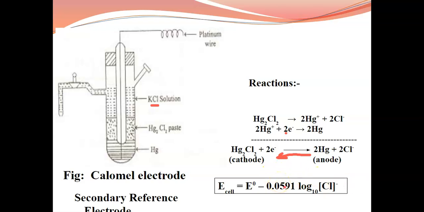This 0.0591 comes from the value of RT by nF. Here we have substituted the value of R, the gas constant, temperature T, upon F, which is the Faraday's constant, multiplied by n, which is the number of moles of electrons involved. In this case, the number of moles of electrons involved is 2. Also, it is actually ln, which we have converted into log. So when we take log in place of ln, we also multiply by 2.303. When you put in the values, you will get this 0.0591. You can go and check the Nernst equation in the previous video to understand better.